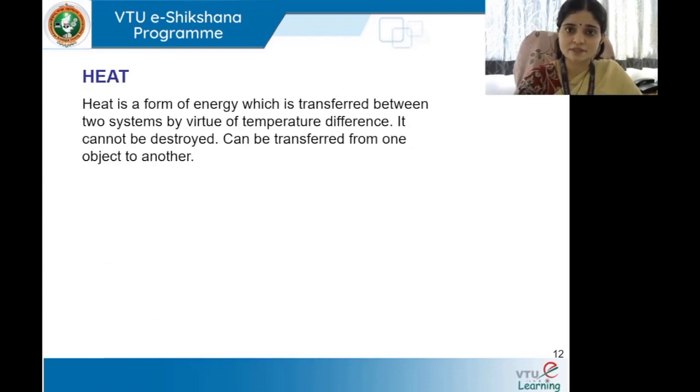Heat is a form of energy which is transferred between two systems by virtue of temperature difference. It cannot be destroyed, but can be transferred from one object to another. This is a very, very important definition that we have to acquaint, because the refrigeration principle and air conditioning systems are based on nothing but heat and the concept of transferring of heat from higher to the lower temperature. So I think this is the foundation on which the entire refrigeration is based.